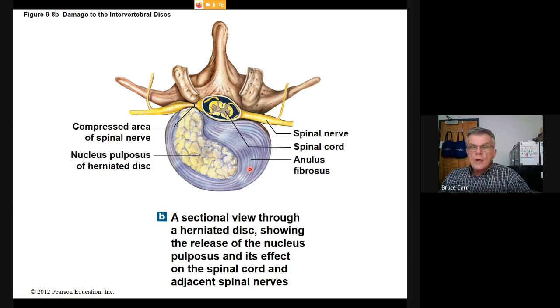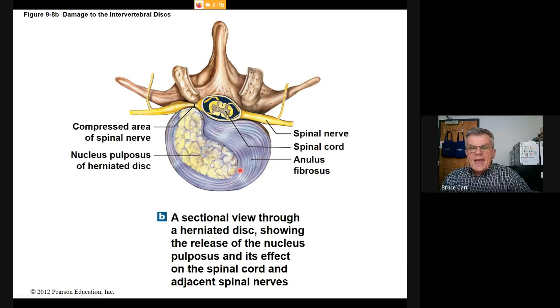Now on your right side, you can see a kind of almost normal configuration with this fibrocartilage pad, the annulus fibrosus, and the nucleus pulposus in a central position.